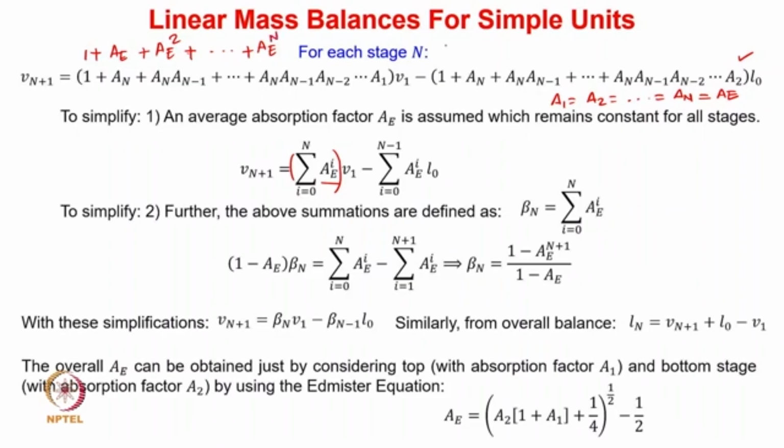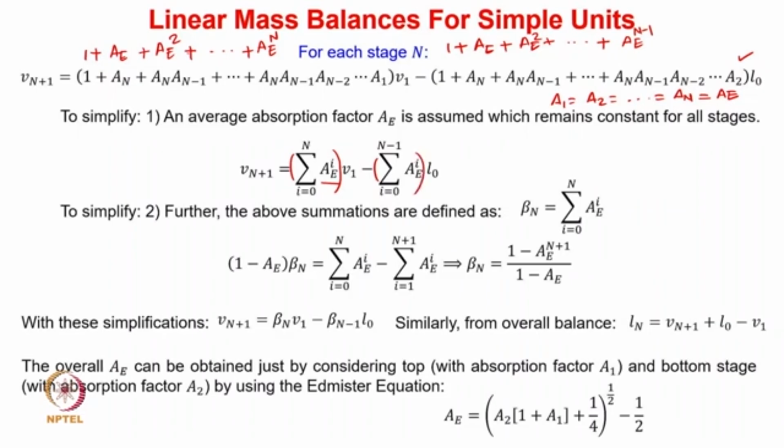Similarly, this second term will be 1 plus AE plus AE square, and that summation goes all the way to AE to the power n minus 1. So the same thing is represented in the summation form here.